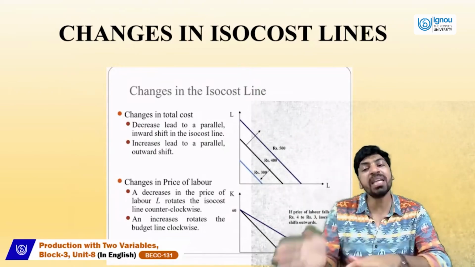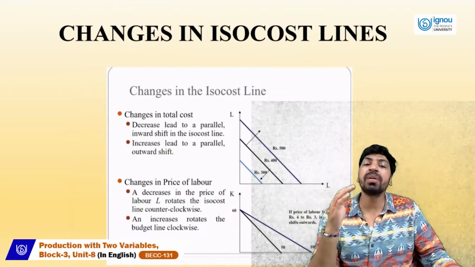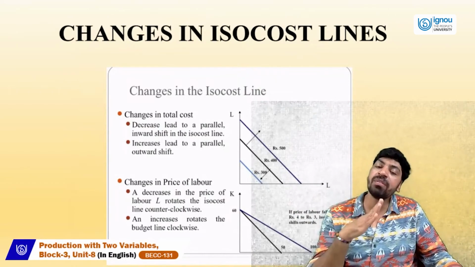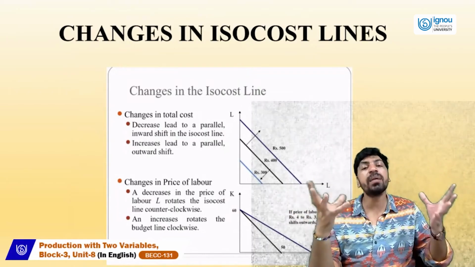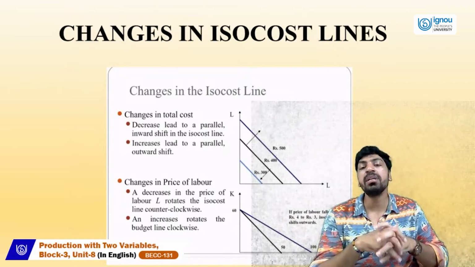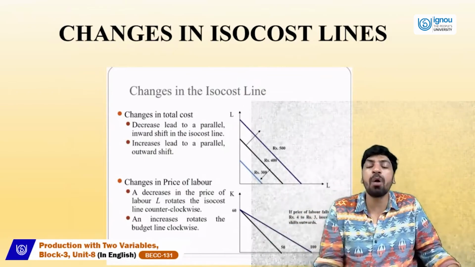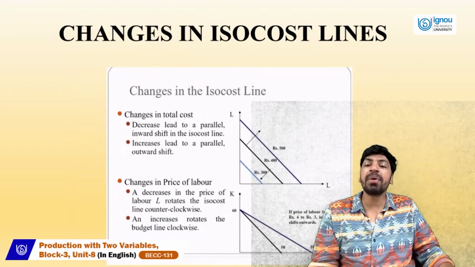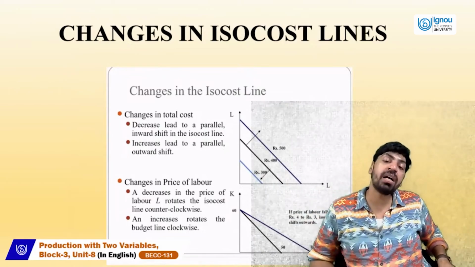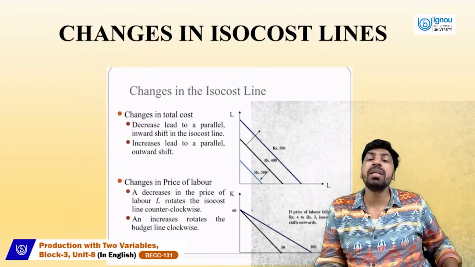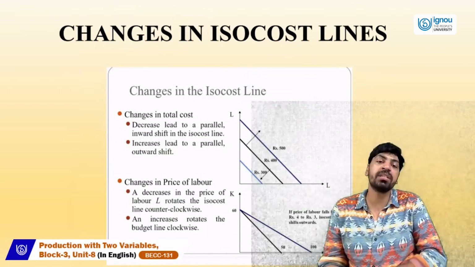If there is an increase, then it shifts to the rightward, or outward shift, or you can say the inward shift or the leftward shift. So that's called the concept of the changes in total cost, and it automatically shifts the isocost line inward or outward. If the particular cost increases from 400 to 500, it shifts outward. If it decreases from 400 to 300, it shifts inward. So this is called the change.